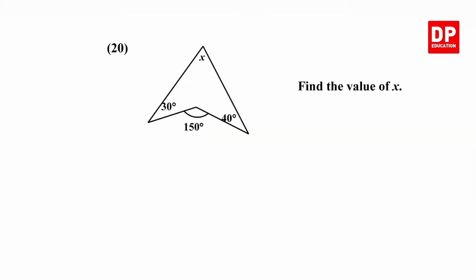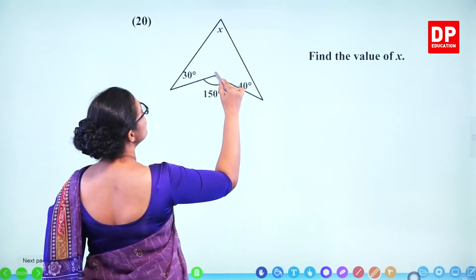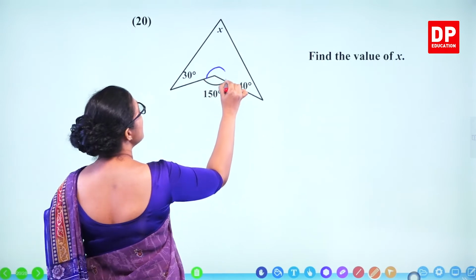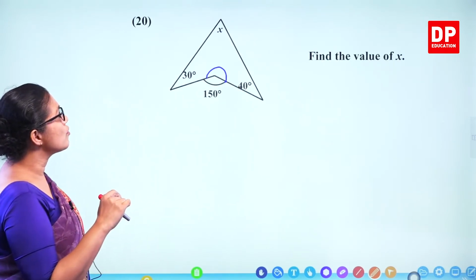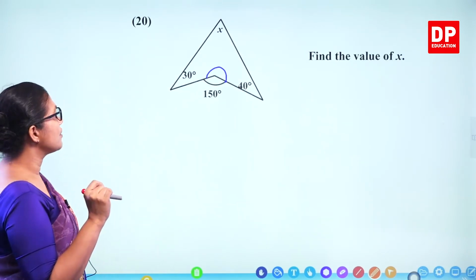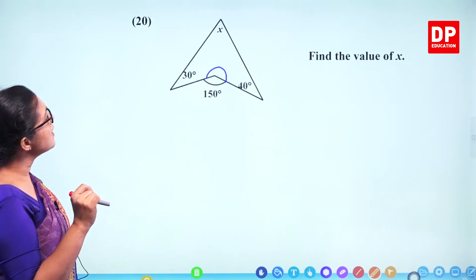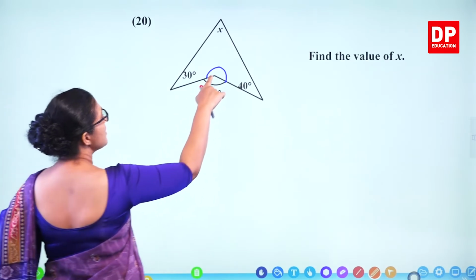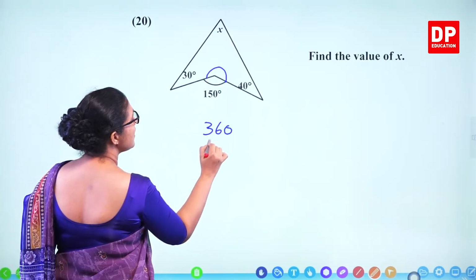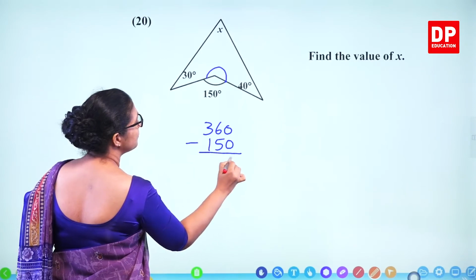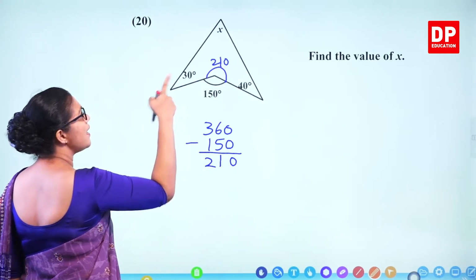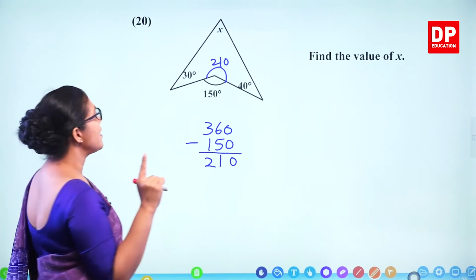Question number 20. Find the value of x. What's this figure? 1, 2, 3, 4. That's a quadrilateral and we can see a reflex angle, so it's a concave quadrilateral. What's the sum of angles in a quadrilateral? 360. So what is this angle? 360 minus 150, that's 210.